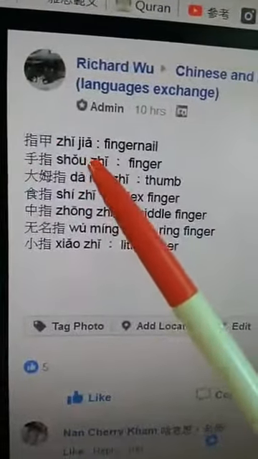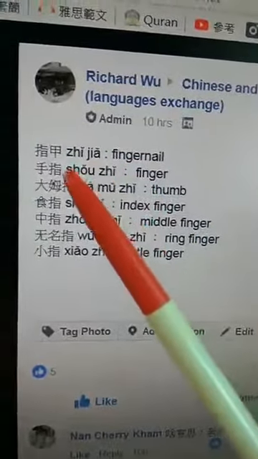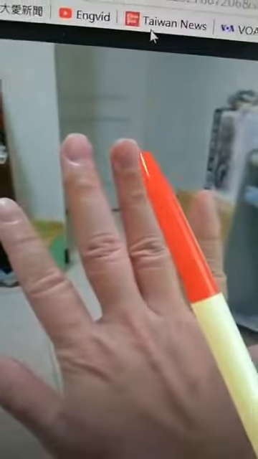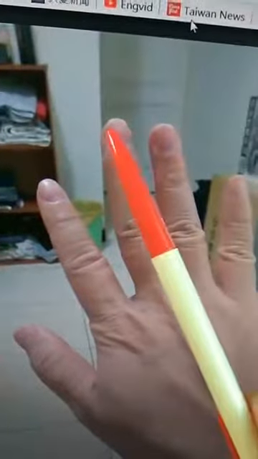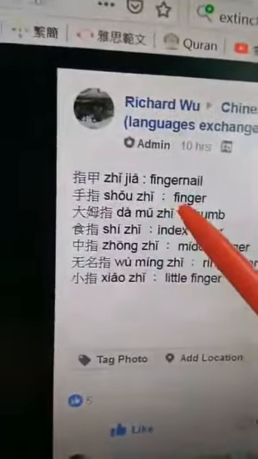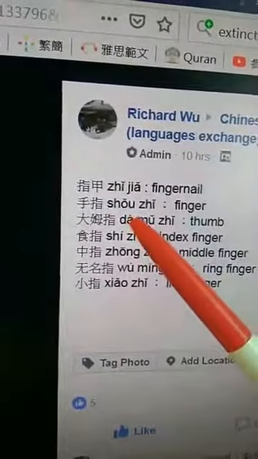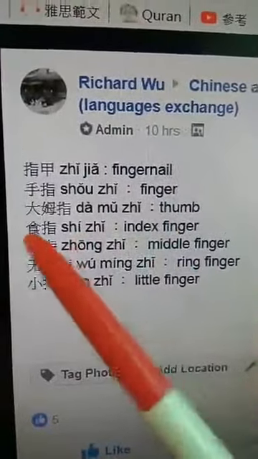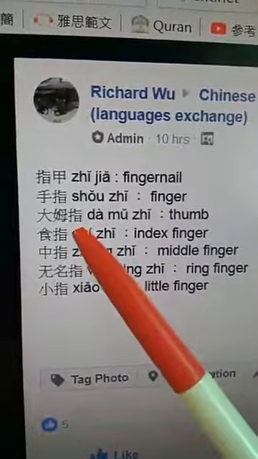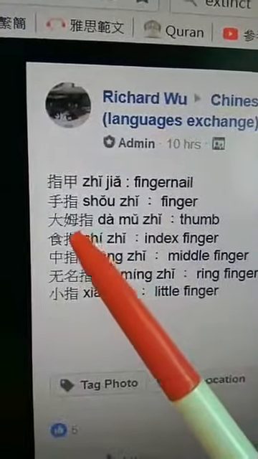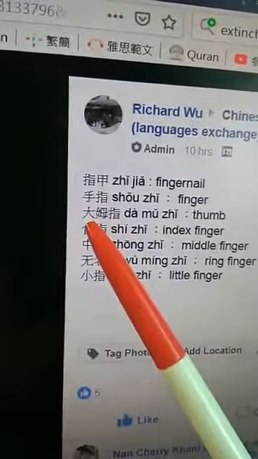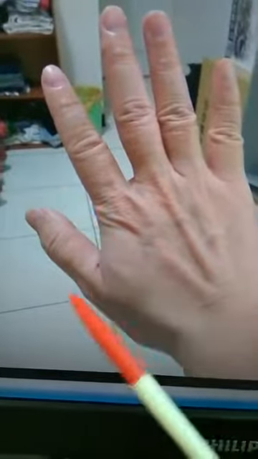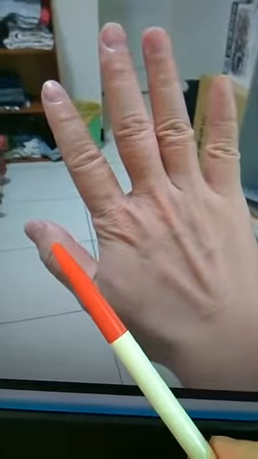指甲, fingernail. Where is fingernail? Where is 指甲? Let's go on. Finger, 手指. Then how to say thumb? 大拇指. Actually, 拇指 means your thumb, or like your toe. We can say 拇指, and 大 means big. Big finger is your thumb. So that's very easy to understand. Big finger, thumb, 大拇指.